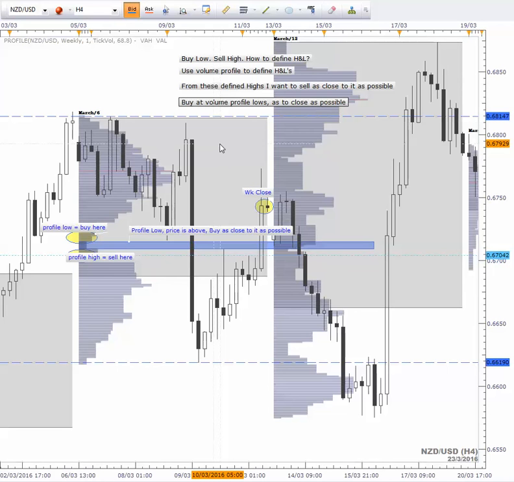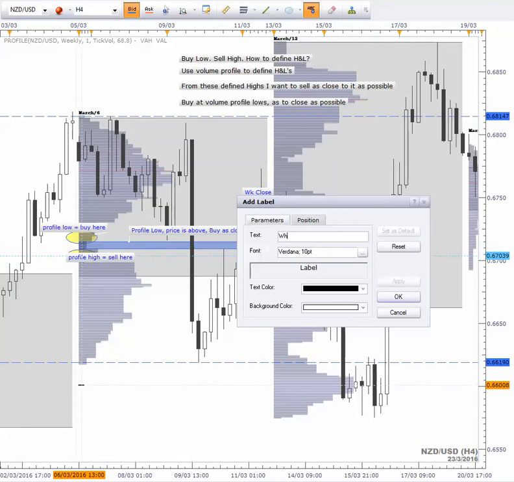So what does this all mean? It means that when I am researching for trade, I need to begin with identifying profile highs and lows.